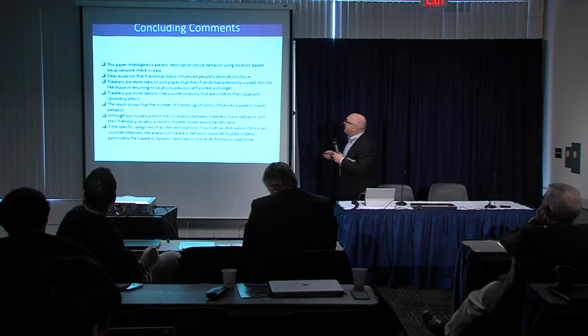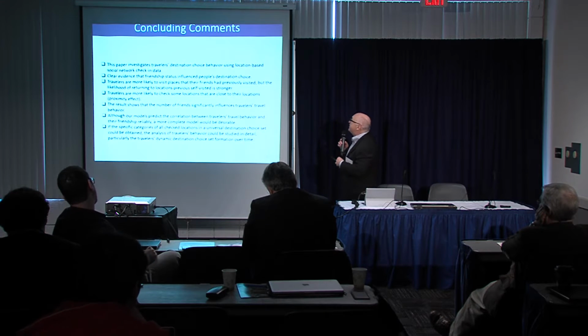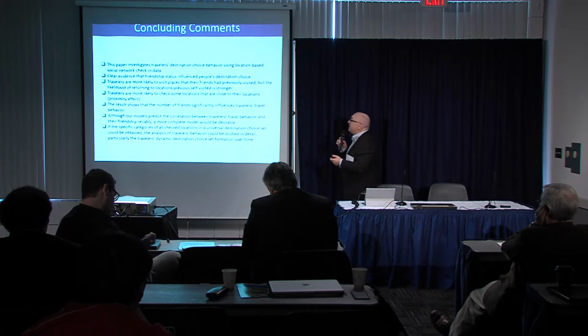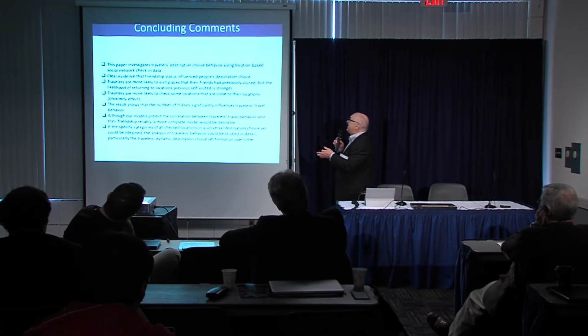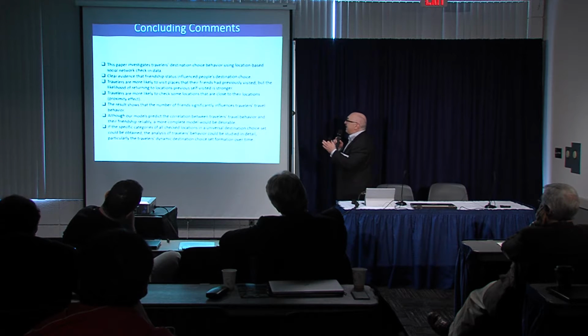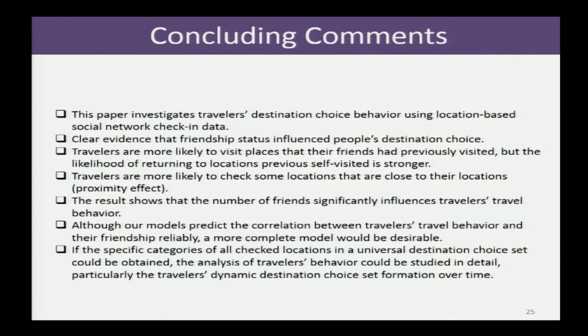And so anyway, concluding comments: it's an exploration of destination choice behavior using location-based social network check-in data. There is clear evidence that friendship status influences people's destination choice. Travelers are more likely to visit places that their friends had previously visited, but the likelihood of returning to locations previously visited by themselves is actually stronger. They're more likely to check in at locations that are nearby, clearly a proximity effect. The number of friends significantly influences their travel behavior as it was measured here.